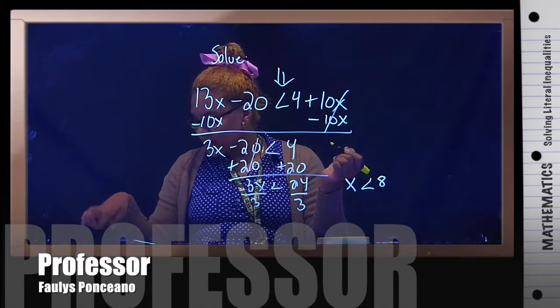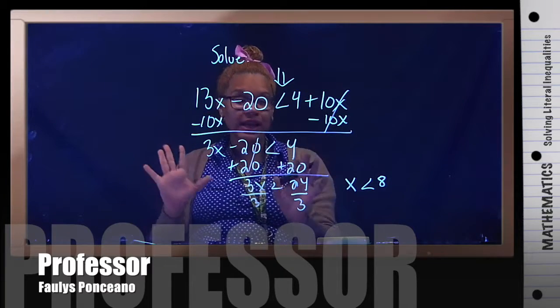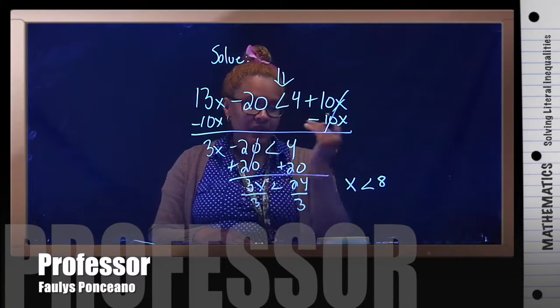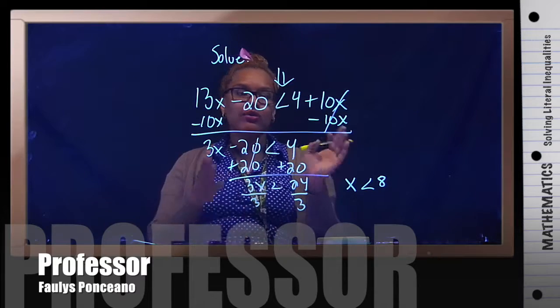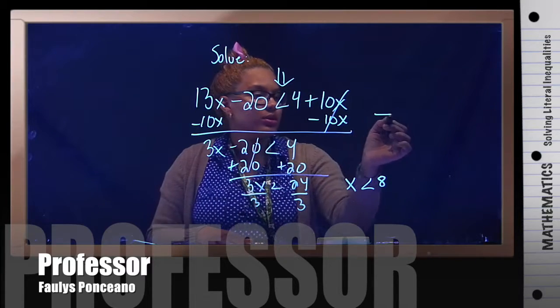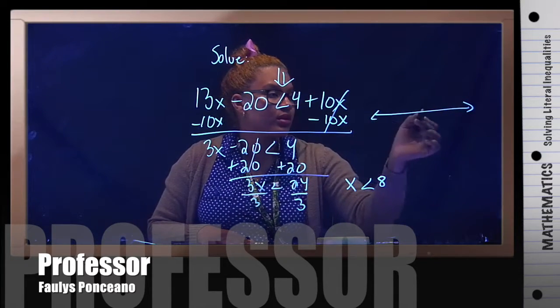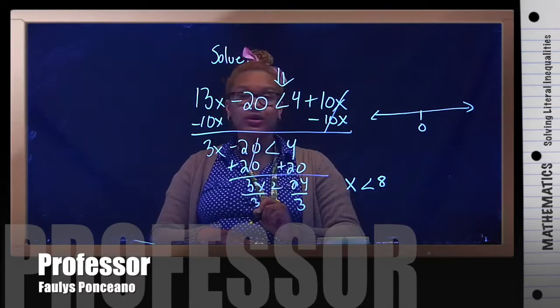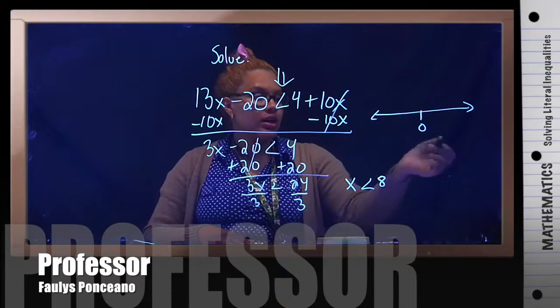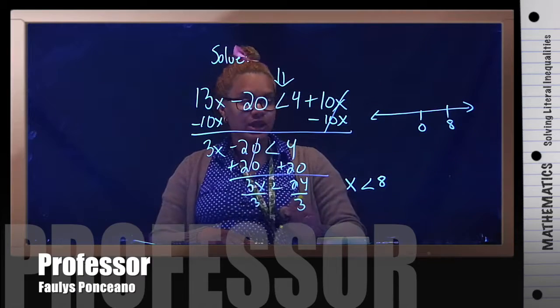And let me specify the question. It doesn't want you to graph or anything. But let's see if I wanted you to write the graph. Well, I'm going to find my little graph. I always put 0 in the middle. 8 is somewhere over here.